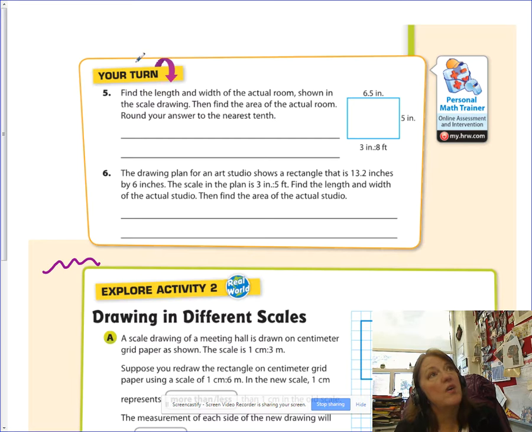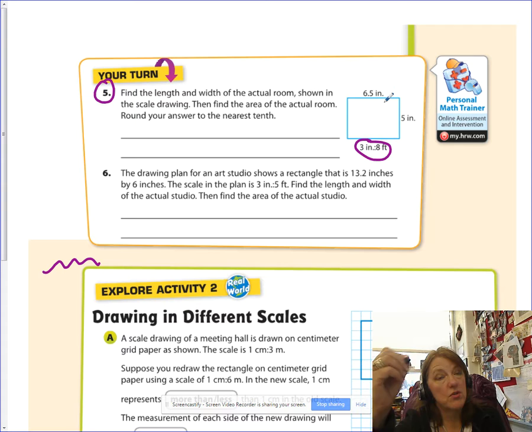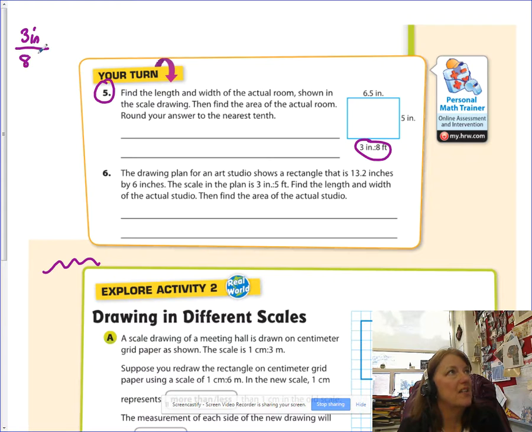All right, so let's take a look at number 5. Okay, I want you to look at this one with me. Find the length and width of the actual room shown in the scale drawing, then find the actual area. Oh, okay. 6.5 by 5. Here is your scale. 3 inches to 8 feet. You have to do 2 separate parts here. Okay, I'm going to come over here. 3 inches is to 8 feet.